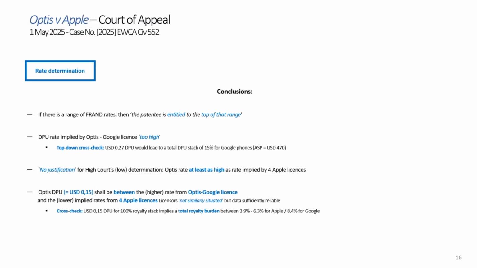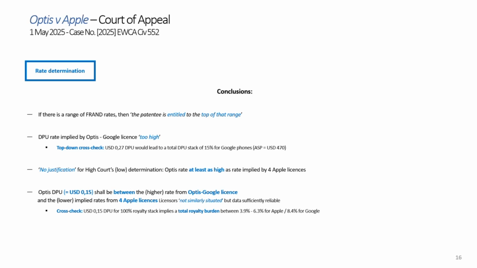So which one to choose, or if you choose neither, where should you locate the Optis rate? Generally, what the court said here is that if there is a range of FRAND rates, the patent owner is entitled to the top of that range. But again, what would be the right approach here? Would it be the right approach to use the dollar per unit rate implied by the Optis Google license? So was this the right comparable, and was this the right price for the Optis portfolio?